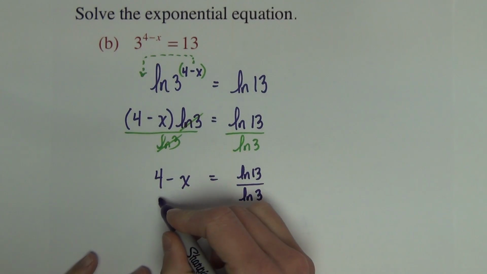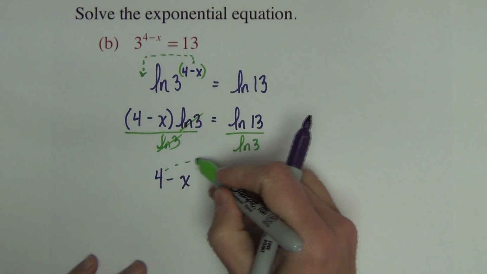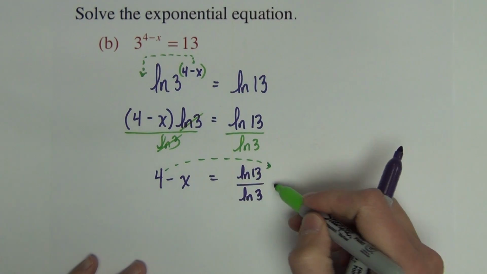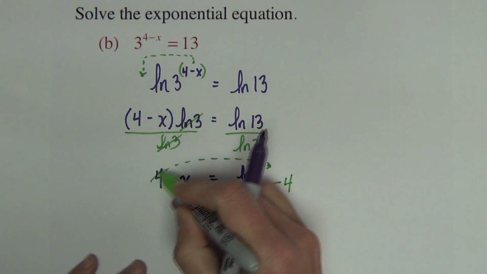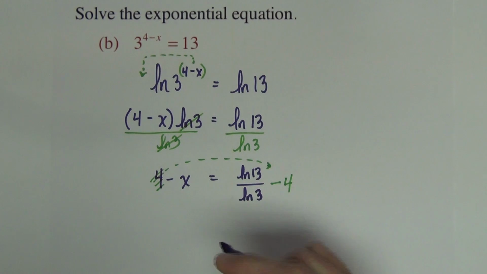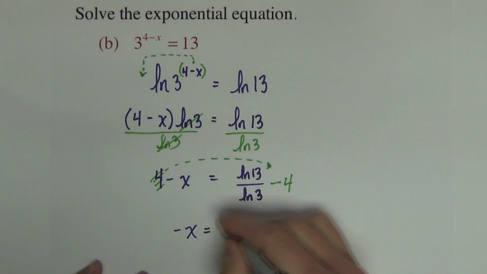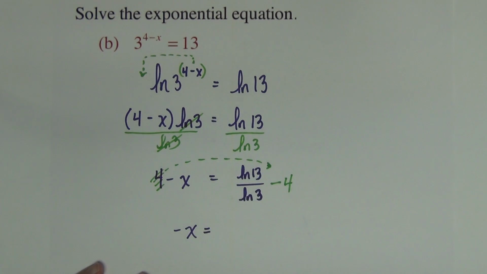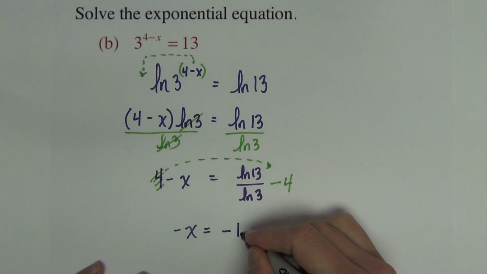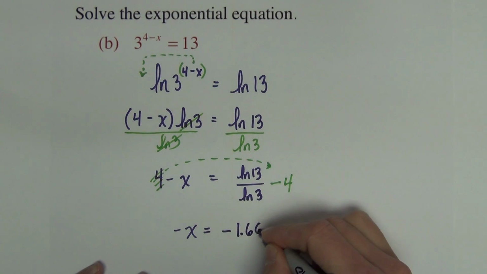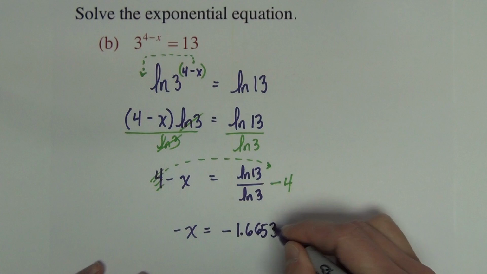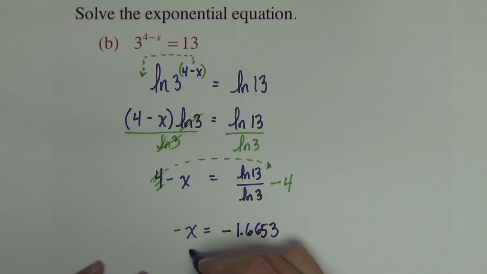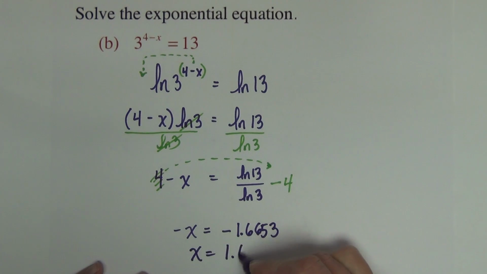I'm going to take the 4 across by subtracting it. Okay, so now we've got negative x equal to, I'll go ahead and compute that on the calculator. To 4 decimal places, that is negative 1.6653. That's negative x, so therefore positive x equals positive 1.6653.